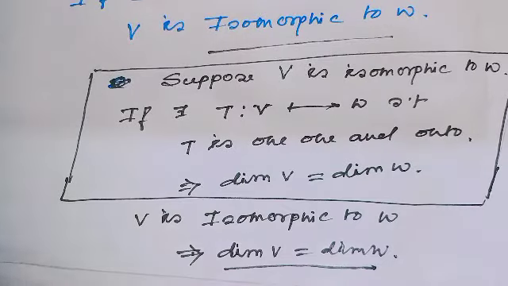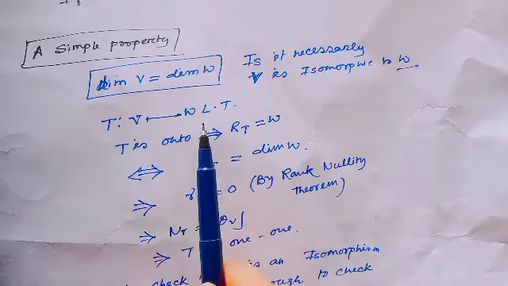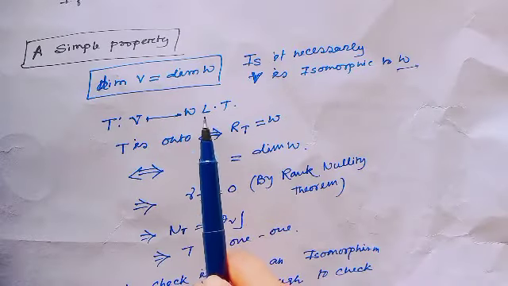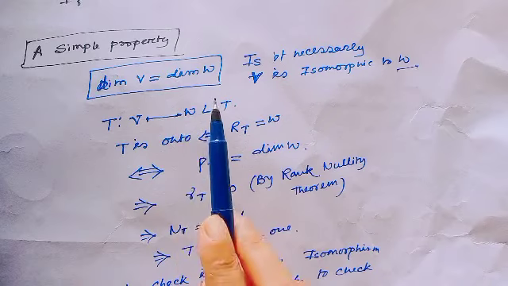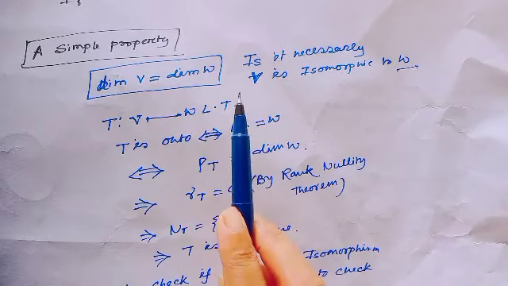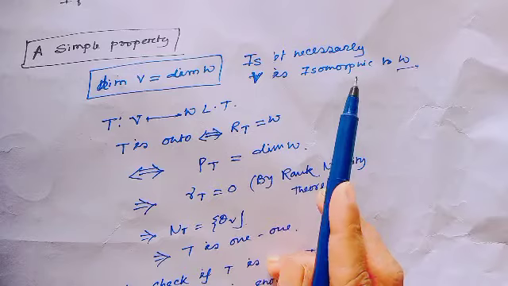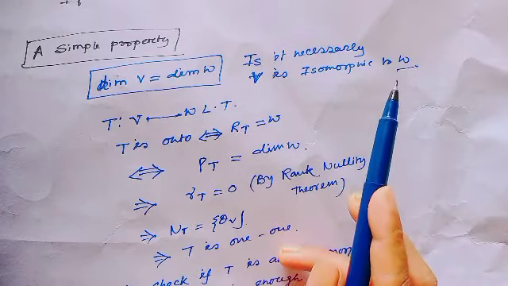A linear transformation is an isomorphism when it is one-one and onto. This type of example is more important for any competitive exam. There exists a simple property. If the dimension of V equals the dimension of W, is it necessary that V is isomorphic to W?